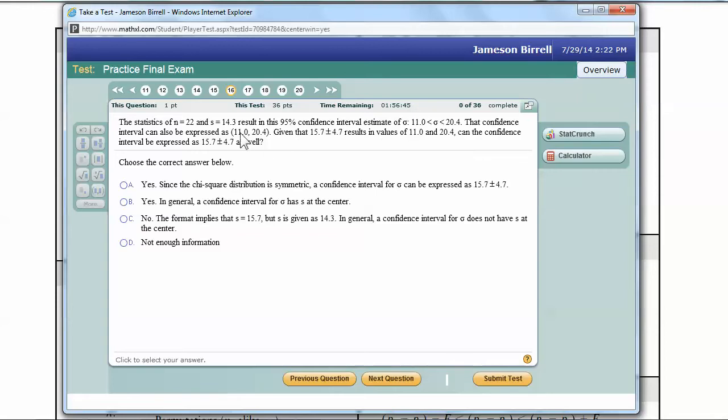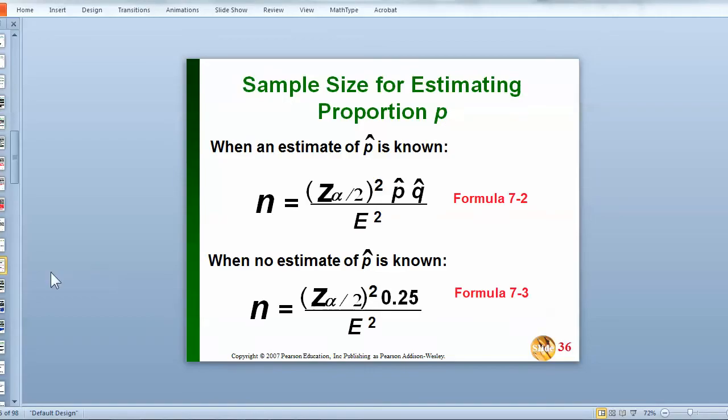Then it says, given that 15.7 plus or minus 4.7 results in the values of this, essentially what they did is they took 20.4 and 11.0 and they averaged that, and they got 15.7. And then they took 20.4 minus 15.7, they got 4.7, and they put it in this other scientific notation. But so they say, since that is equal to those limits, can the confidence interval be expressed as 15.7 plus or minus 4.7 as well? Now if you watch my last video, you might tend to say yes. Sure, it's just another way we denote it, right?